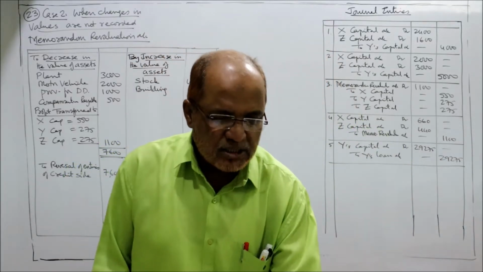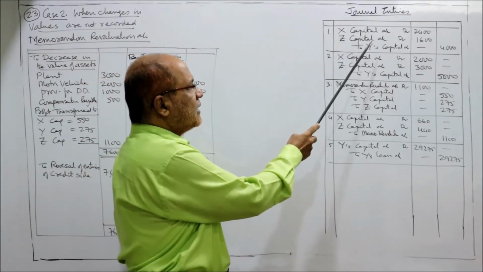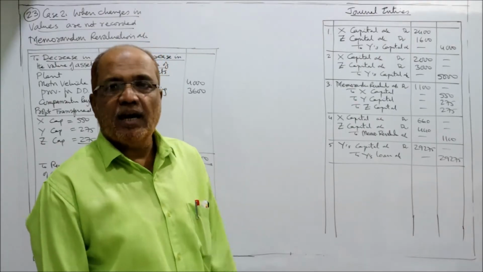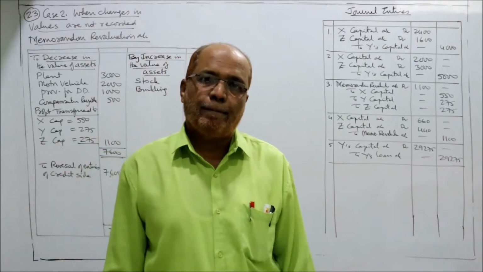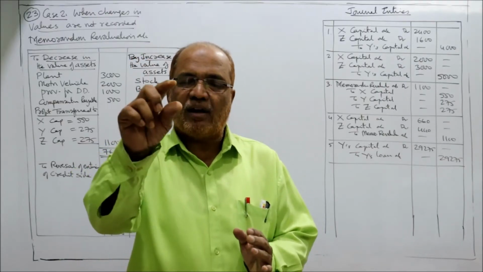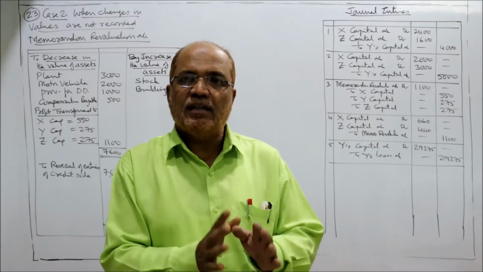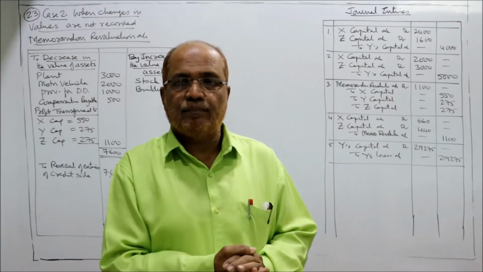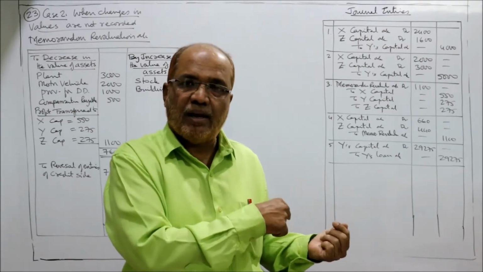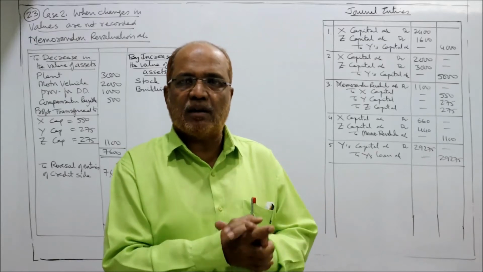Now we are required to pass the journal entries. Now the first journal entry: X capital account debit, Z capital account debit, to Y capital 4,000. What kind of entry is this? This is the entry for reserve fund. In the previous case, we debited reserve fund account to all partners' capital accounts. But in the present case, it says that reserve fund should be kept intact. Do not touch the reserve fund. Keep it as it was before, even in the balance sheet. All values should remain as they were before.